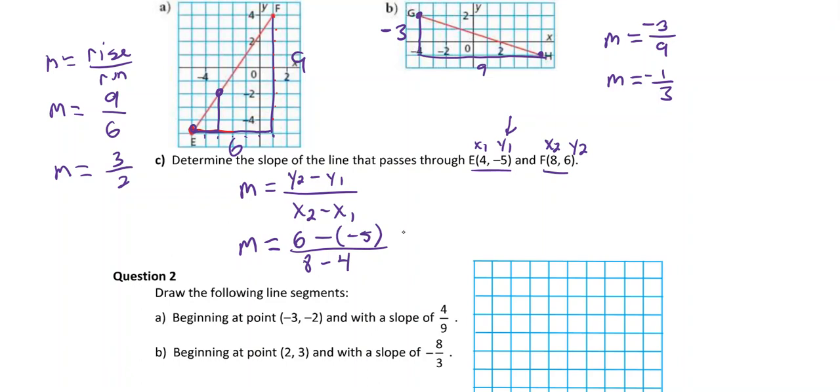Okay, so 6 minus -5 is really like 6 plus 5. So that's going to be 11. So slope is going to be 11 over, and then 8 minus 4 is 4. There you go, there's our slope.